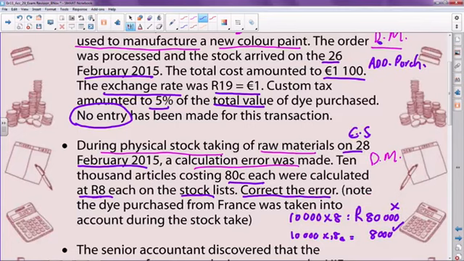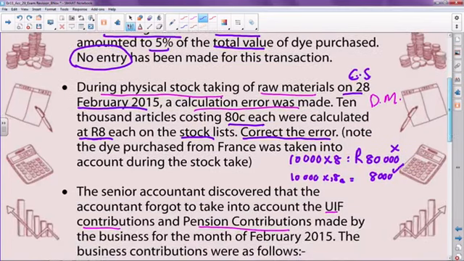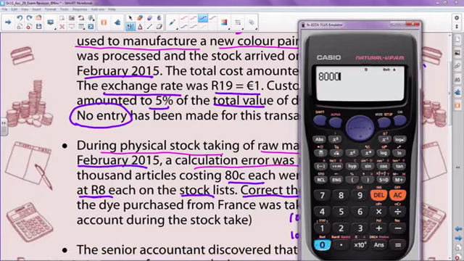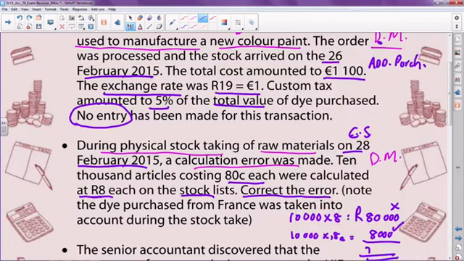Right, so immediately, can you see that I have overstated the value of this stock items? Overstated, I've written too much. So how much did I overstate this by? So let's get the calculator out again. Something that is entered as 80,000 should be 8,000. So I've overstated my stock figure by 72,000. Okay, 72,000. I have already overstated the stock figure by 72,000.